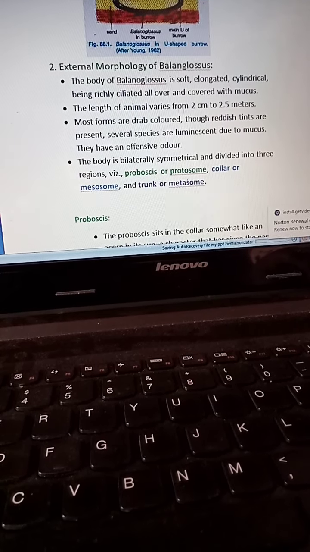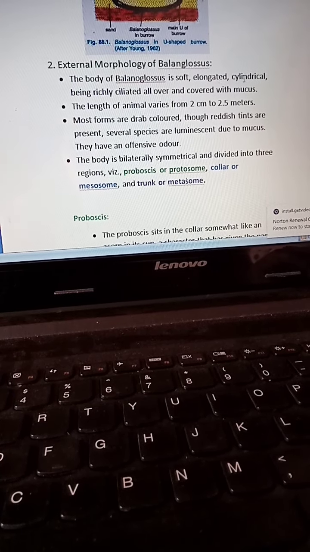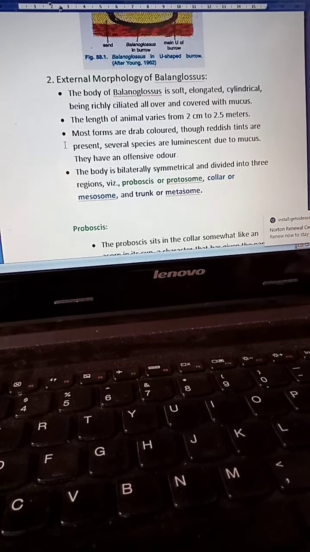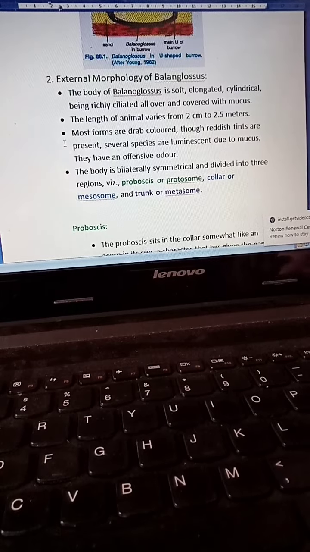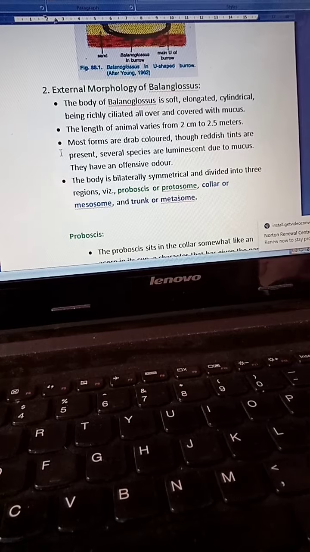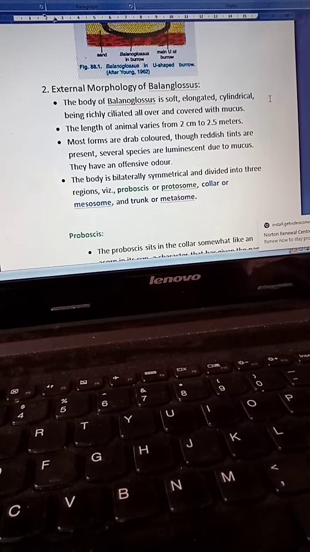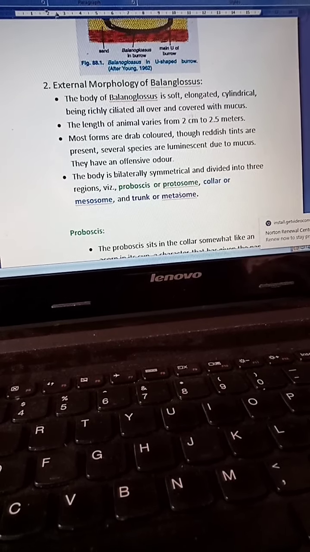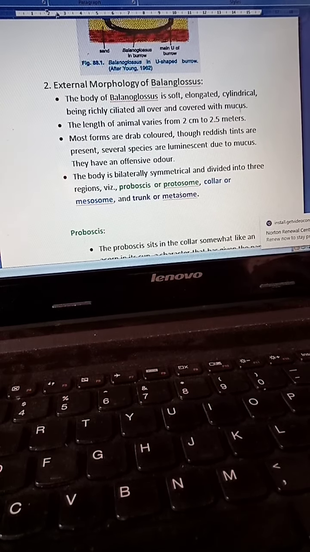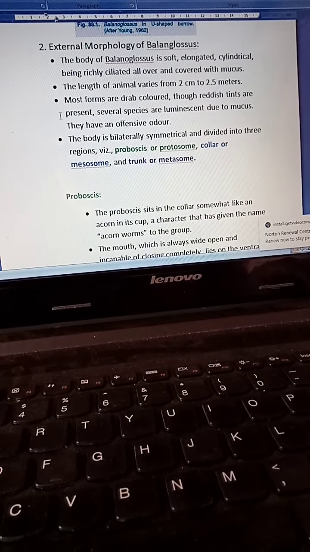The body of Balanoglossus is soft, elongated and cylindrical, and the entire body is covered with cilia. What is the function of cilia? They help in locomotion. It is also covered with mucus, because under the skin we find mucus glands that secrete mucus. This mucus coats the tube and maintains the moisture of the body.